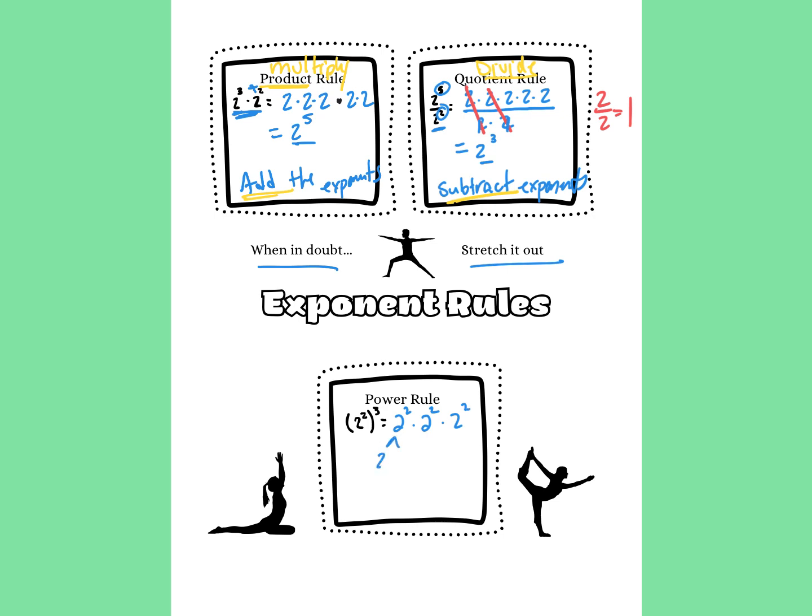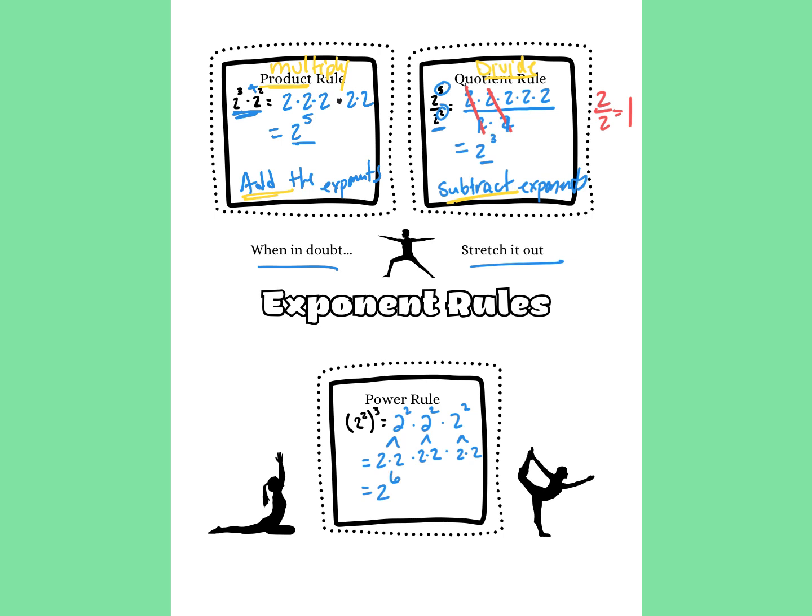2 to the second means 2 times 2. And then I'm just going to bring down this multiplication sign. And then 2 to the second means 2 times 2. Then I'll bring down the next multiplication sign. And the last 2 to the second means 2 times 2. So we think of this all as one big long problem. See, what do we have? We've got 1, 2, 3, 4, 5, 6. So 2 to the sixth.